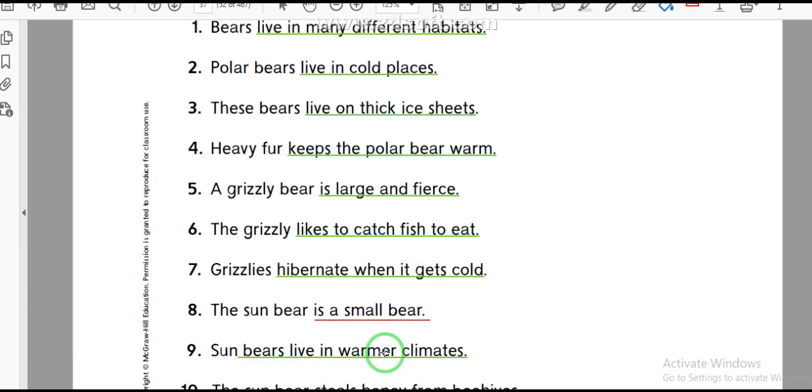Sunbirds live in warmer climates. What do sunbirds do? Live in warmer climates, right? So live in warmer climates is the complete predicate. Okay, I erased it. Let me underline the complete predicate again. Live in warmer climates. Okay.